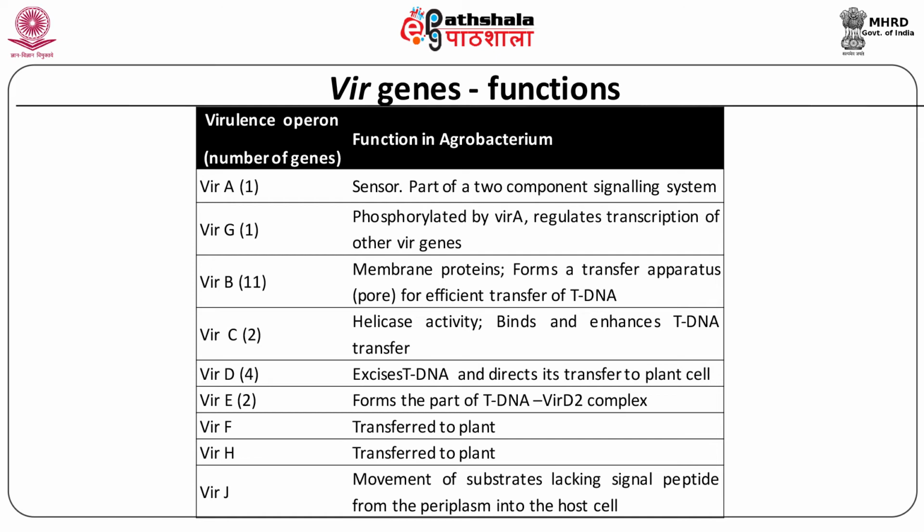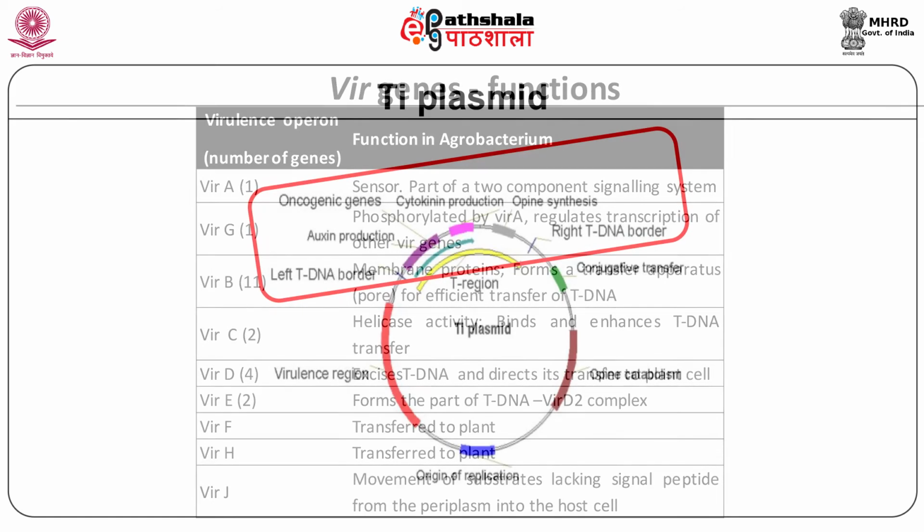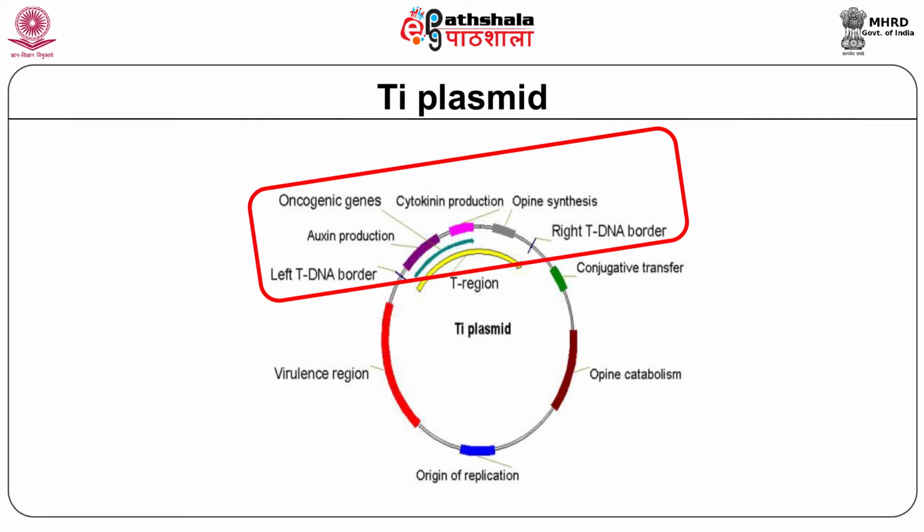VirB gene products are utilized in the formation of the pilus complex. VirD and VirA play a role in generating the transferable form of T-DNA, while some Vir gene products are transferred to plant cells along with the T-DNA. The T-DNA enters the plant cell and is integrated into the plant genome, thus genetically modifying the plant.